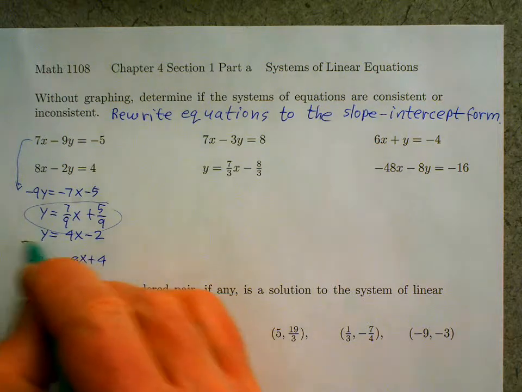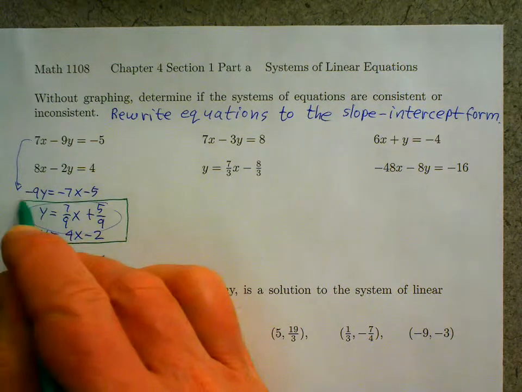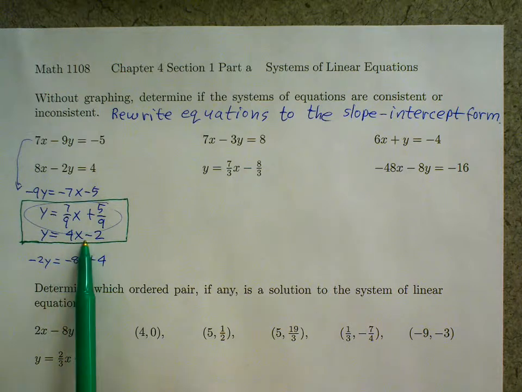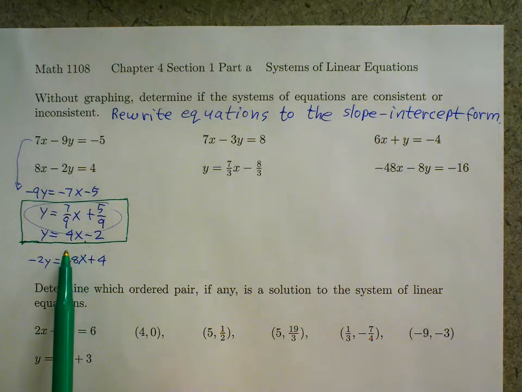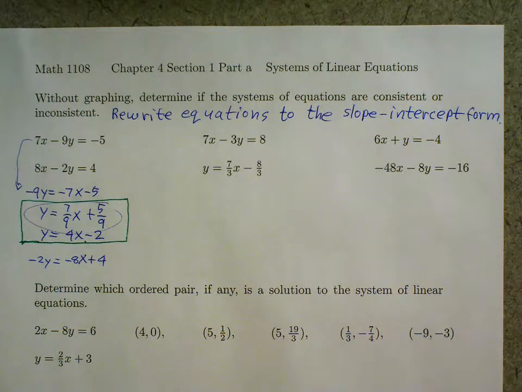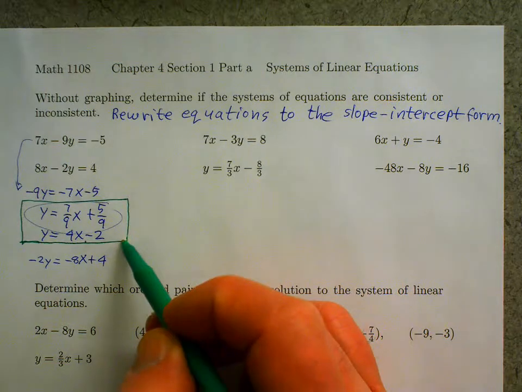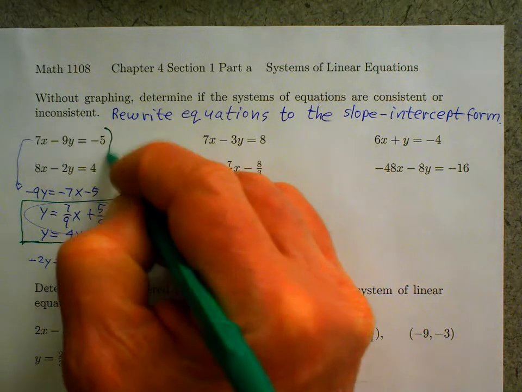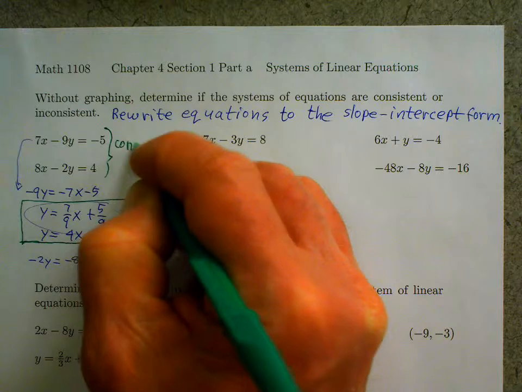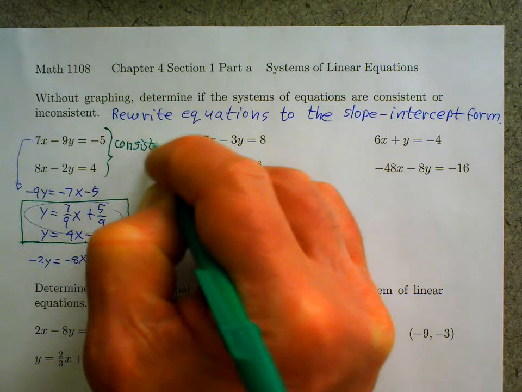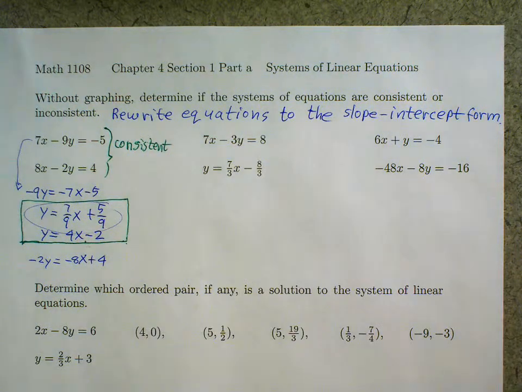Okay, so this is the system of two linear equations where each of the lines is in slope-intercept form. So since the two slopes are different, that means the lines intersect at exactly one point. And so the system is consistent. We're not trying to find the solutions, we're just identifying if the system is consistent or inconsistent.